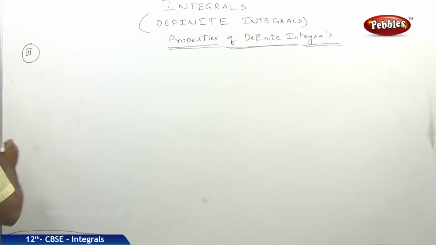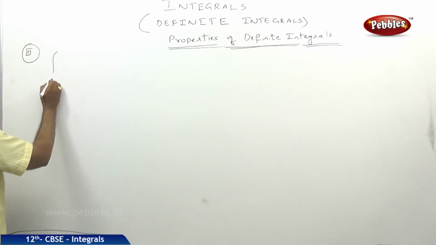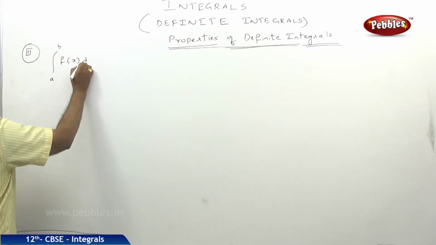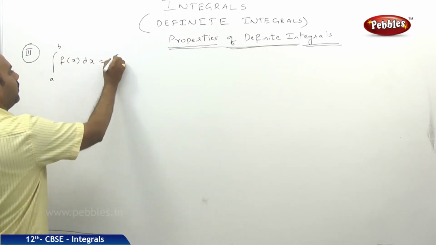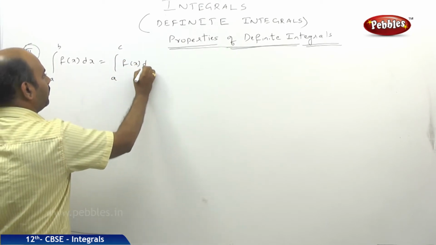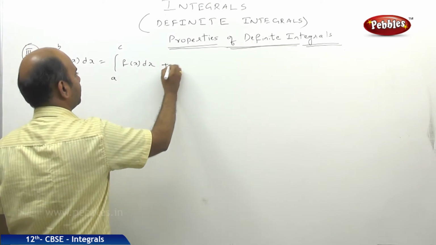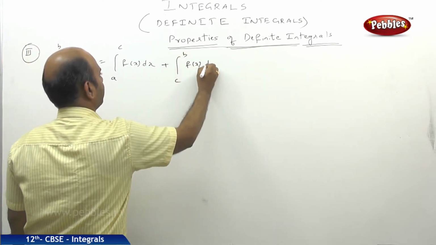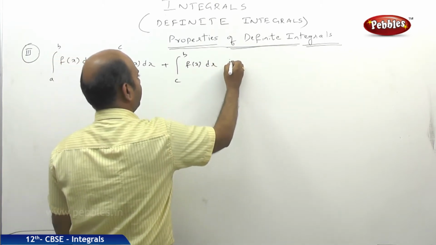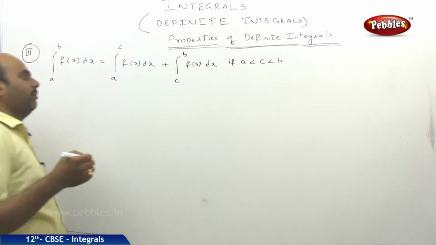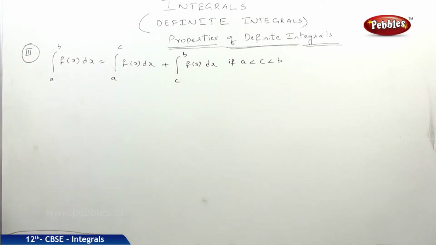Now we shall be seeing property number 3. Integral of a to b f of x dx is equal to integral of a to c f of x dx plus integral of c to b f of x dx, if a is less than c is less than b. It's an important property, beta. Everyone should remember this property.